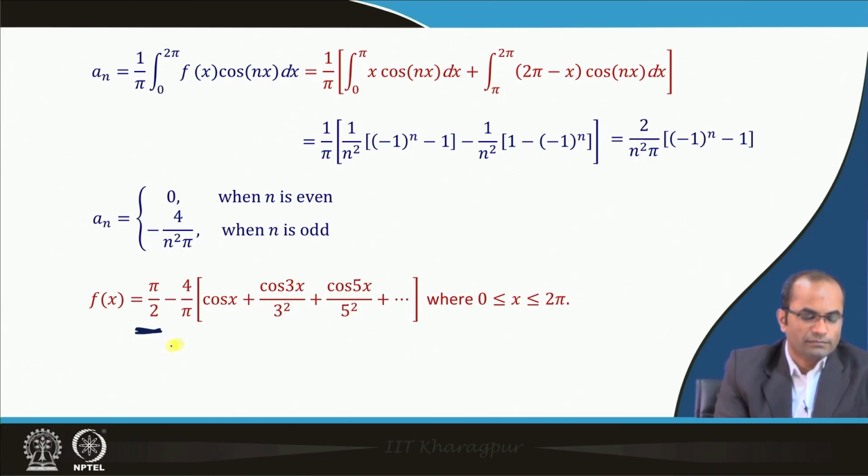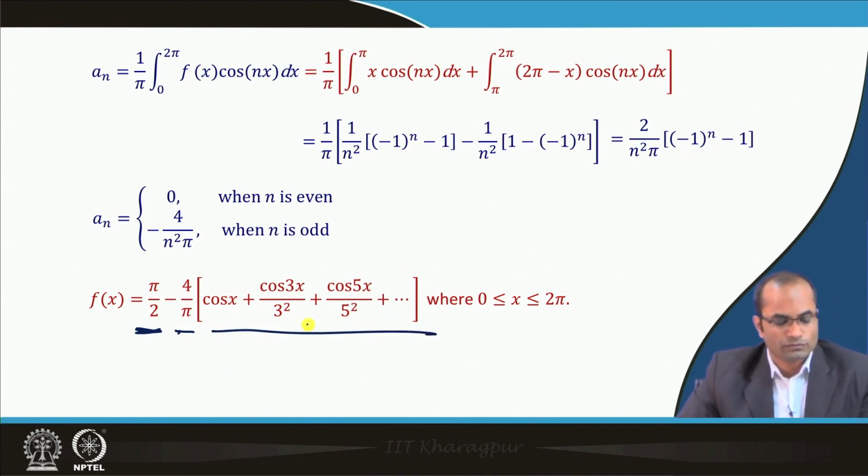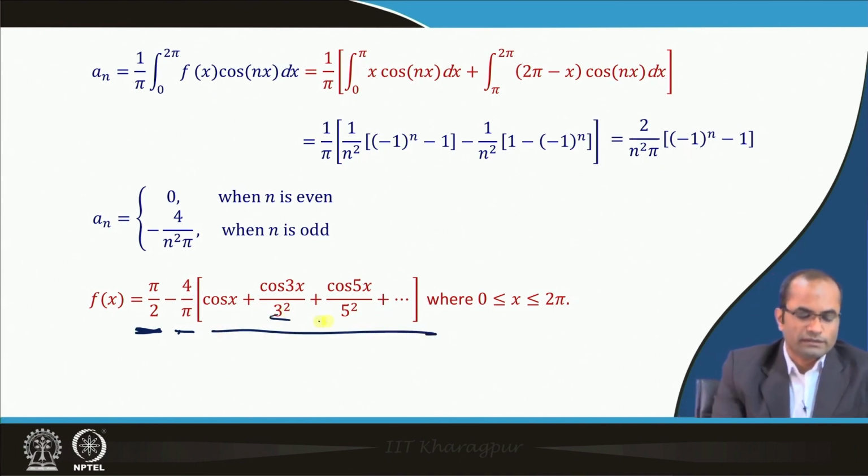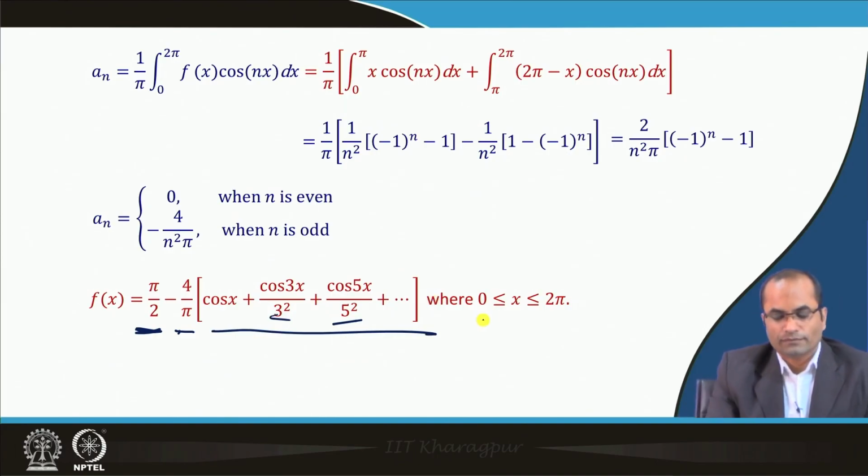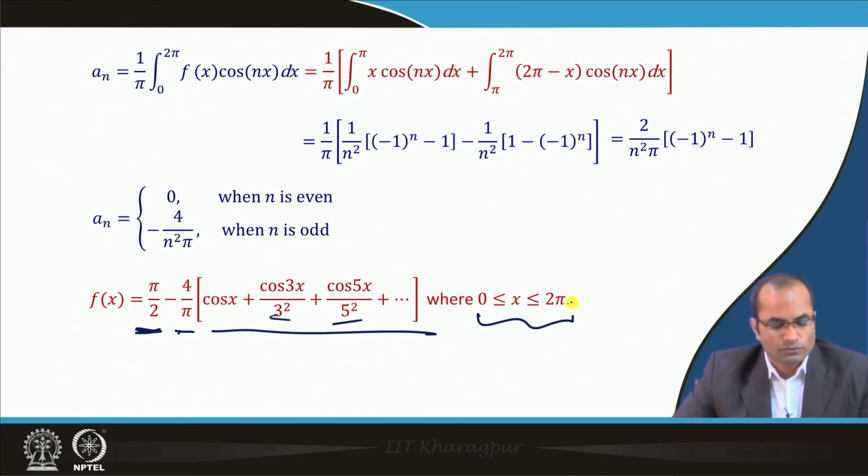This was a naught by 2, and then the rest is 4 by pi, and then we have these n square terms: 1 over 1 square, 3 square, 5 square and so on, in this region 0 to 2 pi. So, this is the resulting series having only cosine terms, because the function was an even function around this middle point pi of the interval 0 to 2 pi.